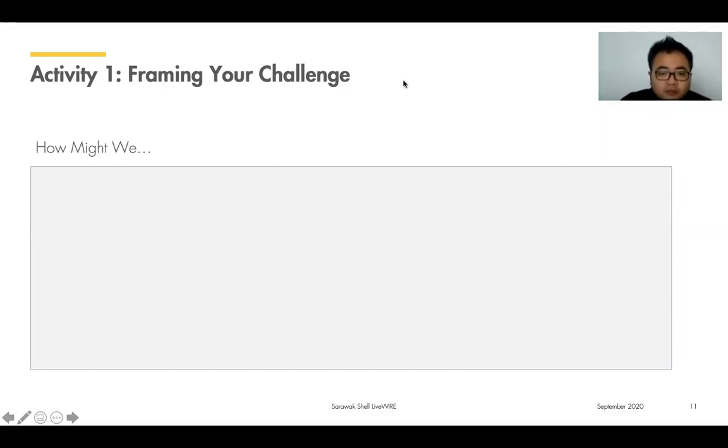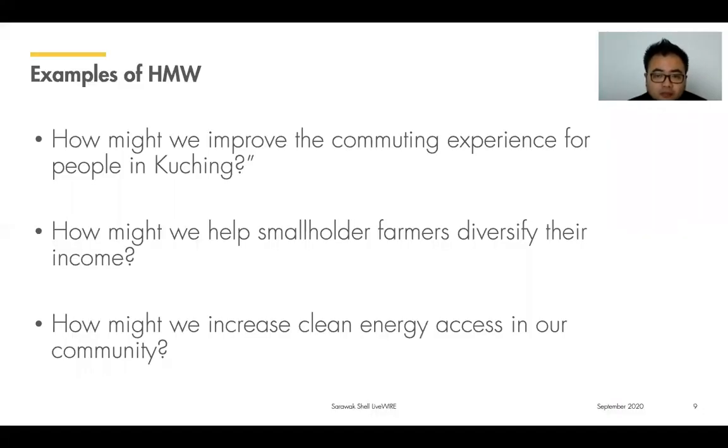Okay, so this is the first activity. When you go back after the webinar, reflect on, maybe you can start off with your product, but what is it that your product aspires to solve for the customer? Or if you haven't got a product, you can identify areas and frame it as a question. How might we, for example, help smallholder farmers diversify their income? All right.